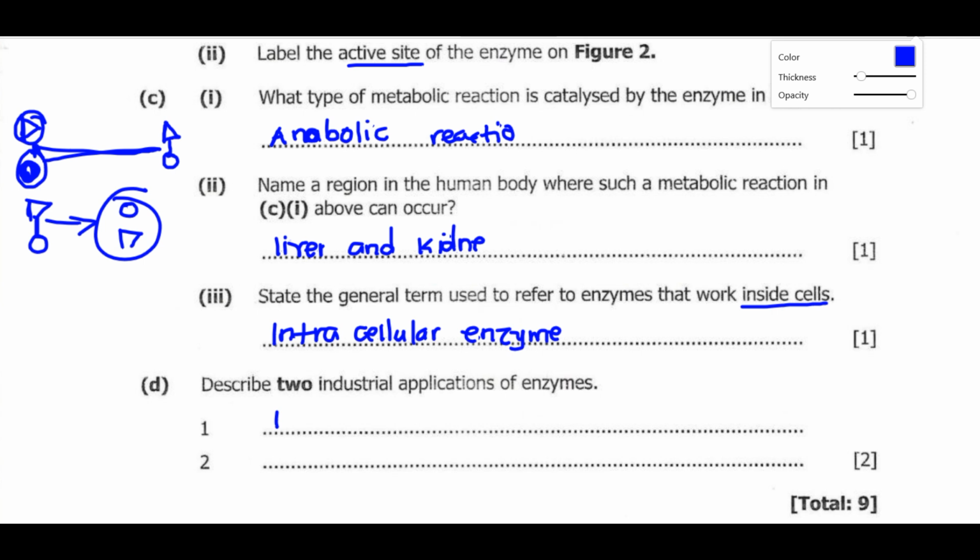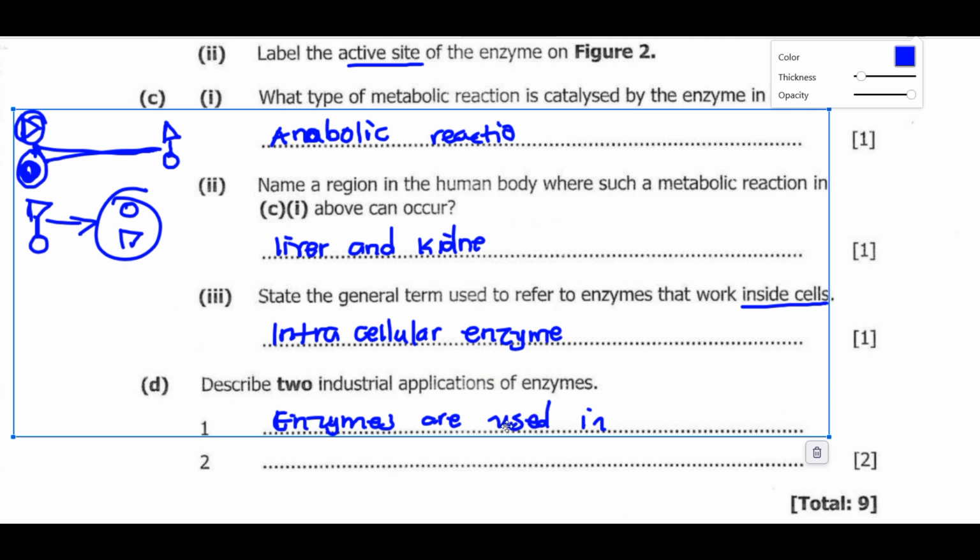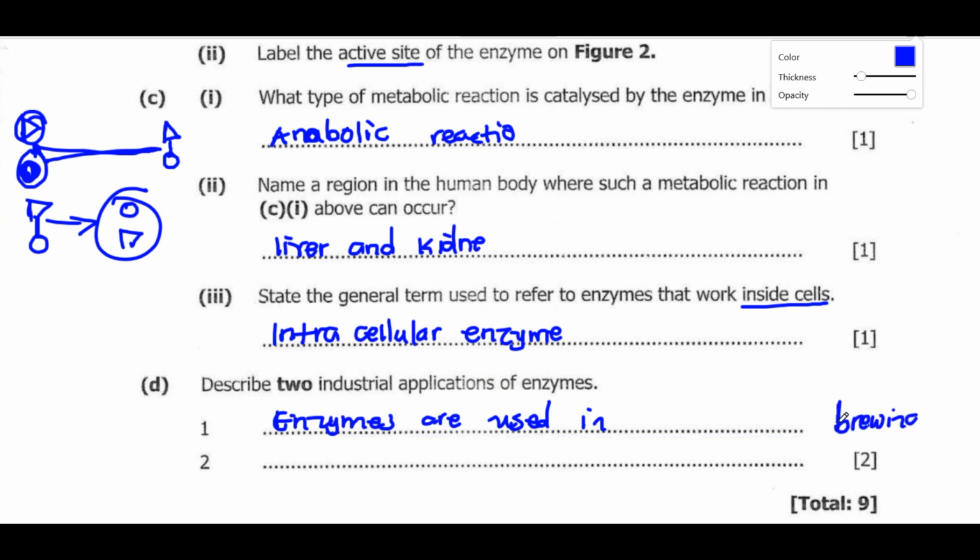Then describe two industrial applications of enzymes. Number one, enzymes are used in brewing, when making alcohol. Then also enzymes are used when making dairy products. Even in making soaps, we have enzymes. That's why on some of the covers of soaps, we may have seen a multi-purpose enzyme.